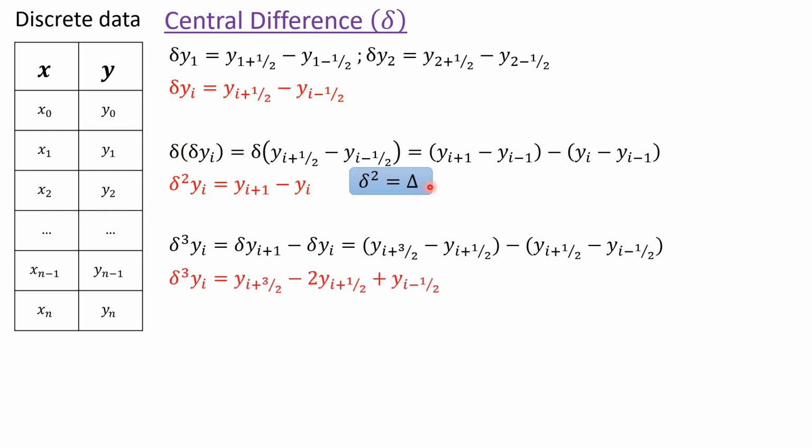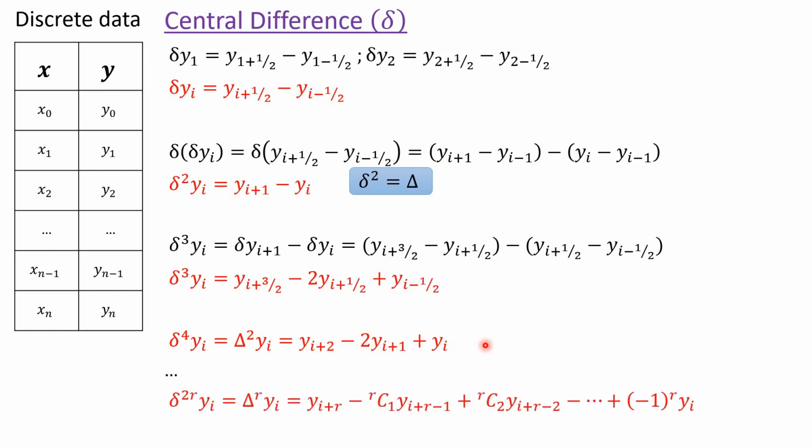Similarly, for delta cube yi, we get this, and when you operate delta raised to 4 on yi, it's like operating the forward difference operator del twice on yi, which is y of i plus 2 minus 2 y of i plus 1 plus yi, and so on. We can generalize. Alright, so this is for the central difference operator, and we got this one nice relation here: delta square is equal to the forward difference operator del.